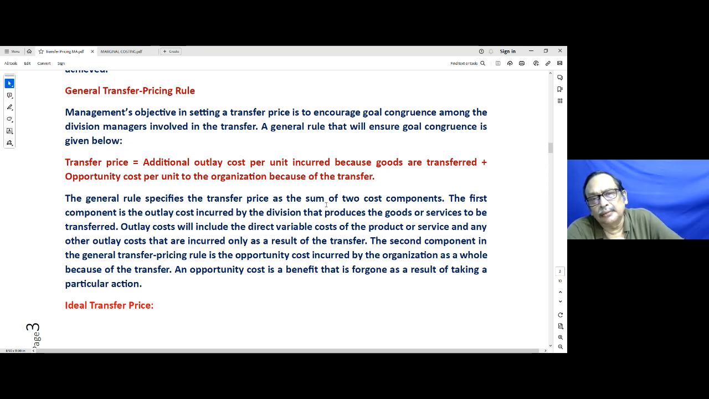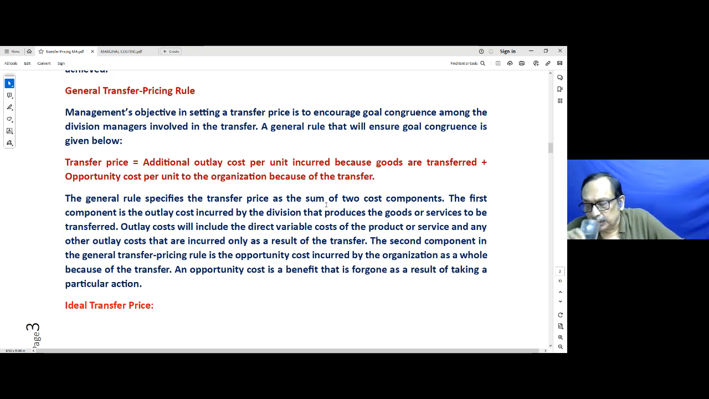Management objective in setting a transfer price is to encourage goal congruence among the division managers involved in the transfer price. A general rule that will ensure goal congruence is given below. In order to achieve goal congruence, a general transfer pricing rule has been established. Transfer price is equal to additional outlay cost per unit incurred because goods are transferred. So additional outlay cost means you are required to incur variable costs if there is a transfer, plus opportunity cost per unit to the organization because of the transfer.